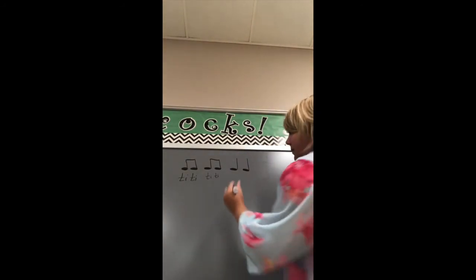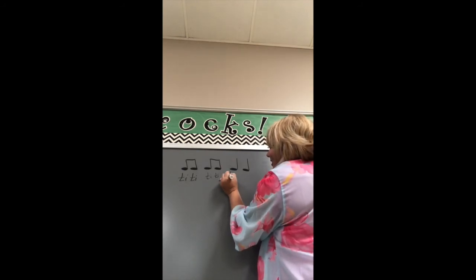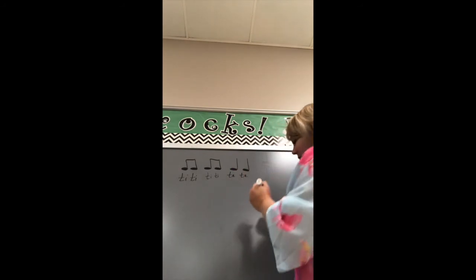That is correct. We have two quarter notes. How would we count them? Same way we always do. Ta. Ta. Very nice. Okay, good job, everybody. So let's take a look at this rhythm. It's going to go like this. Ti, ti, ti, ti, ta, ta. Can you say it with me? Let's try it together. Ti, ti, ti, ti, ta, ta.